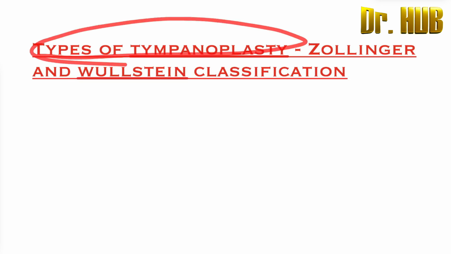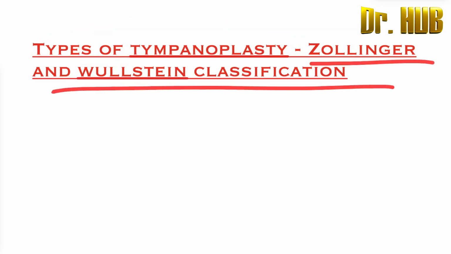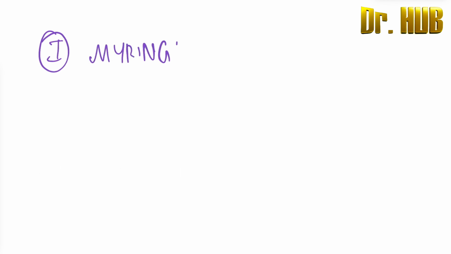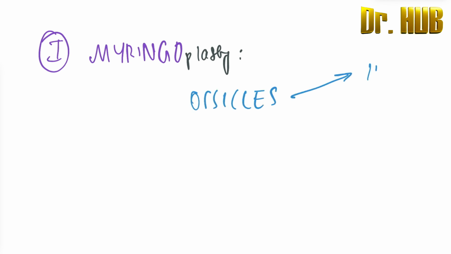Types of tympanoplasty, we are looking at the Zollinger and the Wullstein classification. There are 6 types which we need to know. Beginning with type 1, which is nothing but the myringoplasty. The finding in myringoplasty is that all ossicles are intact.